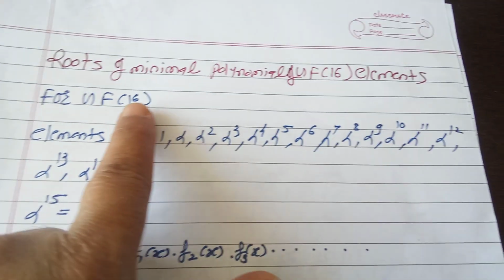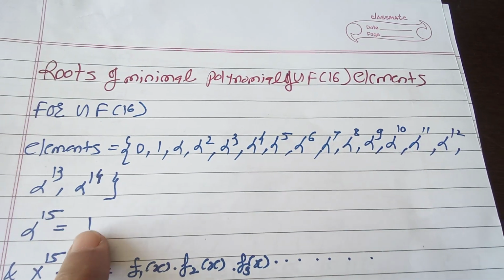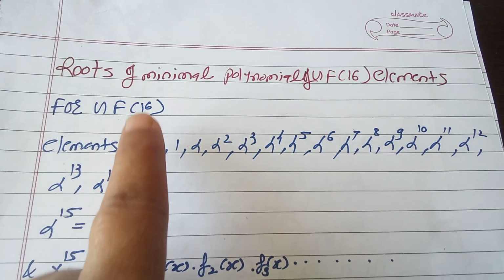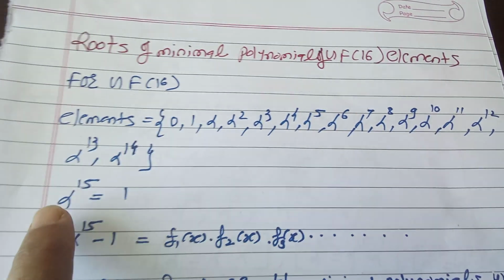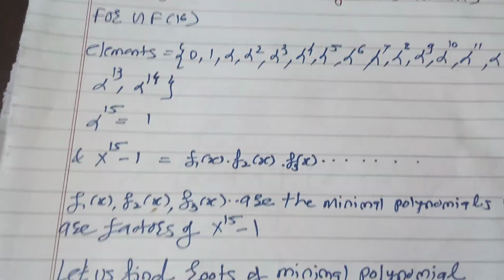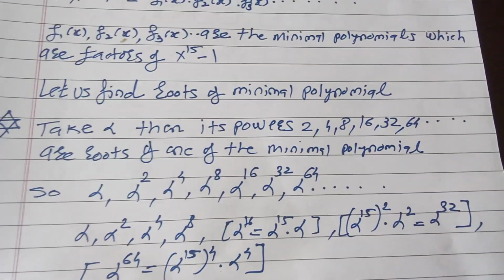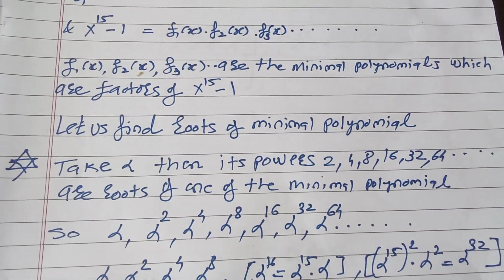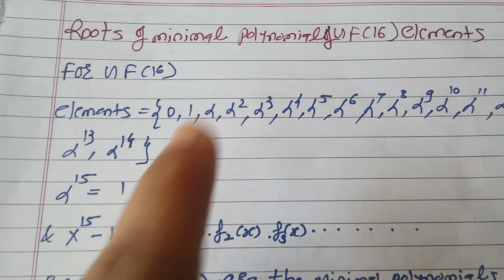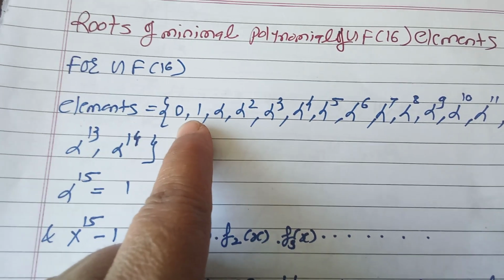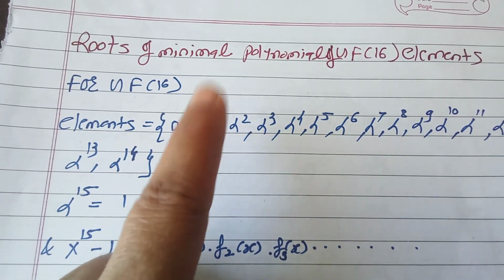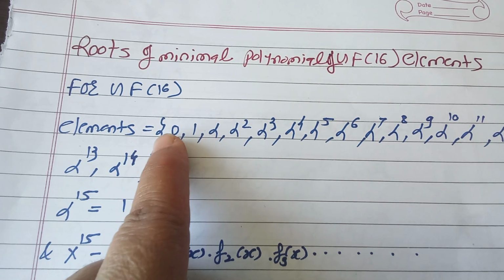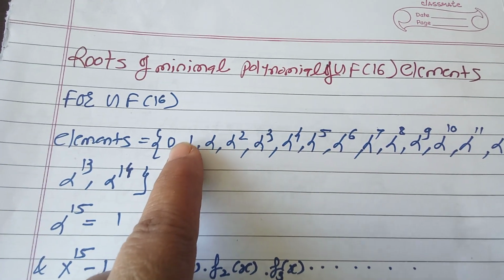This 15 comes from 16 minus 1 and alpha raised to 15 is equal to 1. This you have to remember. If it is GF(8), then x raised to 7 minus 1 and alpha raised to 7 is equal to 1. So let us take alpha first. In this you have to skip 0 and 1 because their minimal polynomial has only one root, that is 0 and 1 only.